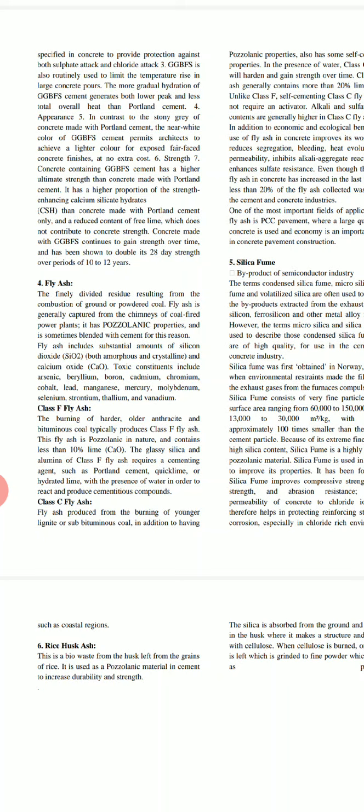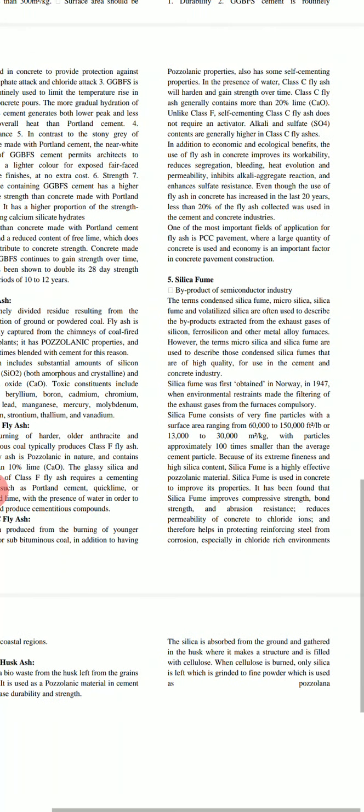Then class C is obtained from burning of younger lignite coal or subbituminous coal. In addition to having pozzolanic properties, it also has some self-cementing properties. In the presence of water, class C fly ash will harden and gain strength over time. Class C fly ash generally contains more than 20% lime. Unlike class F, self-cementing class C fly ash does not require an activator. Alkali and sulfate content are generally higher in class C fly ashes.